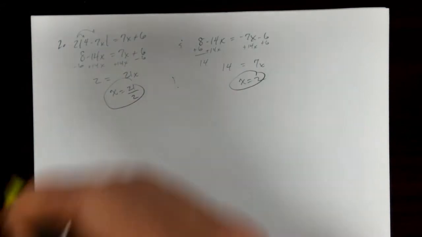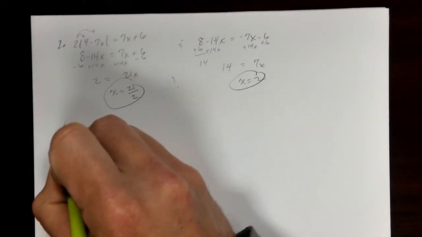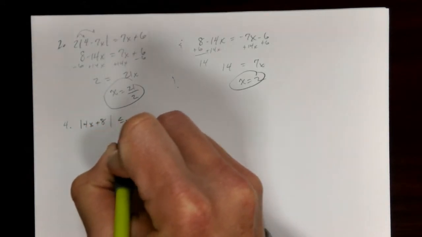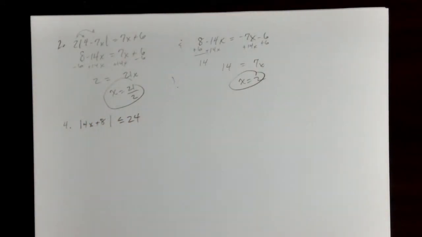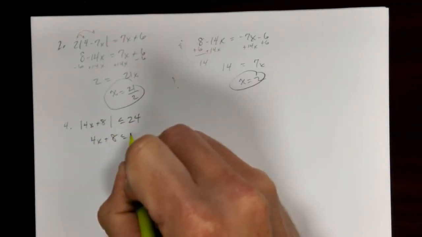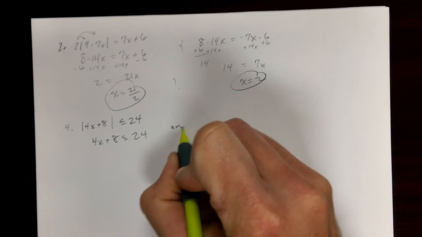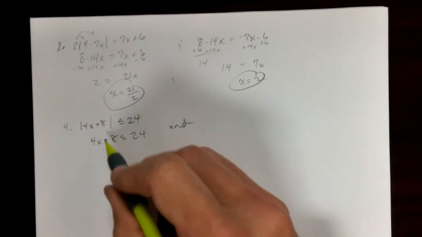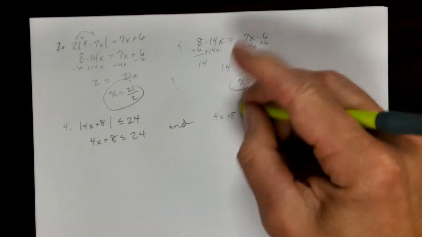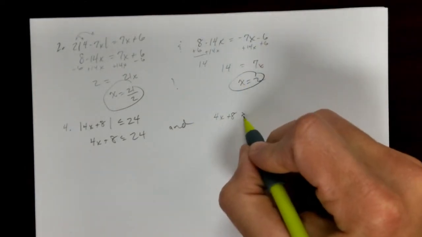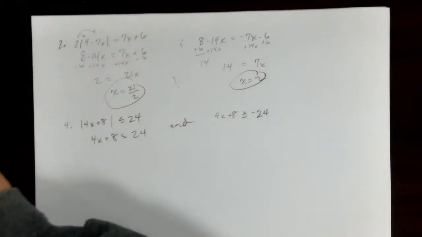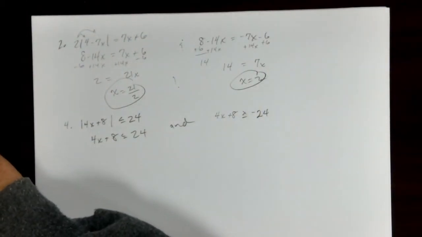All right, let's go on to number 4. It is an absolute value inequality. We do the same thing. We're going to set up our two cases. So I've got 4x plus 8. My positive case is less than or equal to 24. And I've got my other one: 4x plus 8 is, flip your sign, greater than or equal to negative 24. So for my negative case, we need to flip our sign and make the other side negative.